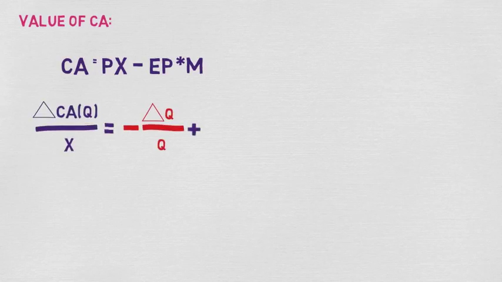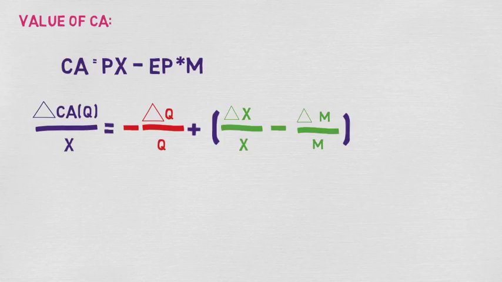The value of the current account in domestic currency is given by the following equation, where P is the domestic price of exports in domestic currency, P star is the foreign price of imports in foreign currency, E is the nominal exchange rate, and X and M are the volume of exports and imports, respectively. This equation can then be manipulated to give the current account in terms of the real exchange rate Q.